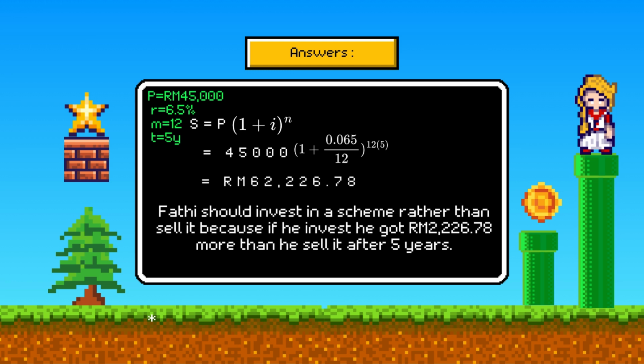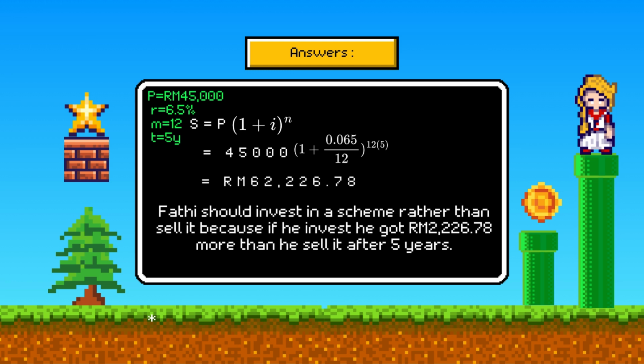On the left side, here is the information from the question that we need to use. The formula we use for this question is S equals P open bracket 1 plus i close bracket to the power of n. i is r over m, n is m times t. You just need to put the given values into the formula.